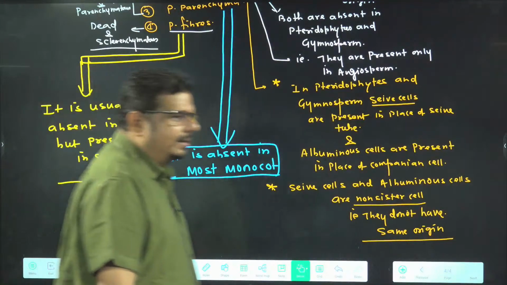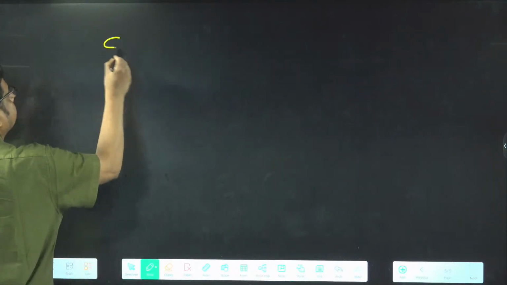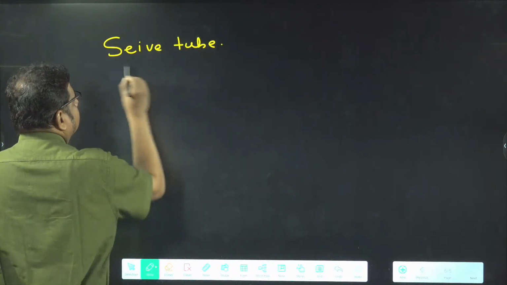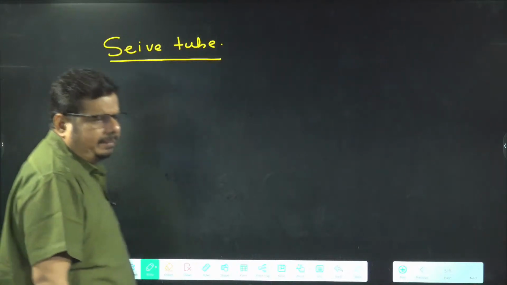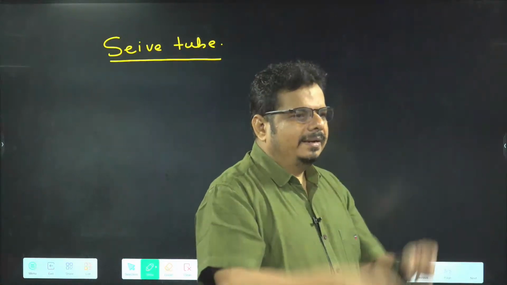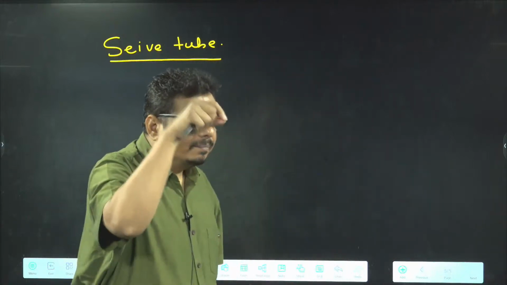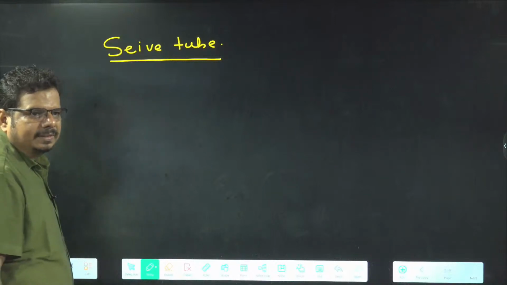Now we are moving to sieve tube. Have a look. So if we talk about sieve tube, clear from the name, a tube with sieves. Sieve means what? Pores. A tube with pores is called a sieve tube. So I am drawing a sieve tube here. Have a look.